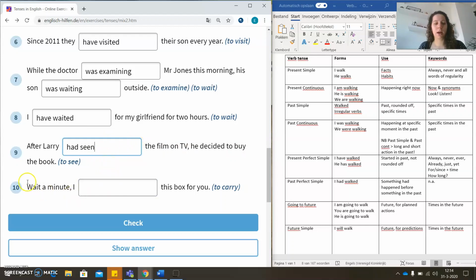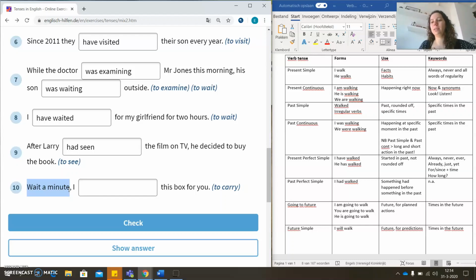Last one. There's a time in it, wait a minute, but that's not a super clear keyword. It's not on our list of keywords. This one is one where we have to use context again. We have to look at use. So think about what this sentence could mean. So for instance, in this case, because it's about carrying a box, I see the old lady who lives next to me trying to carry a box, and I shout out and say, oh no, wait.